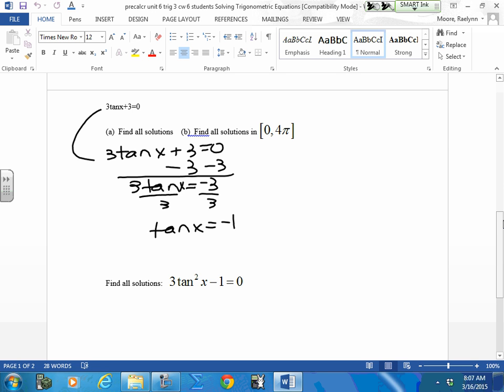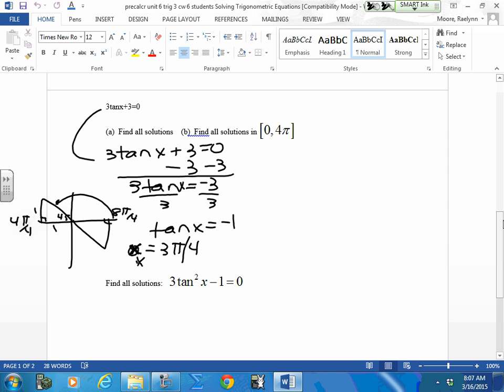45. Okay. Now, where is tangent negative? What quadrant? 2 and 4. Good. And we know that this is a 45-degree angle. Work in radians, it's so much easier. Now, how many times does 4 go into 180? 4. So 4 pi over 4, 8 pi over 4. So what's this first angle? 3 pi over 4. And what's this second angle?